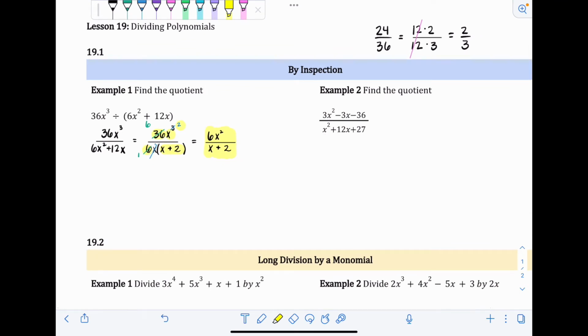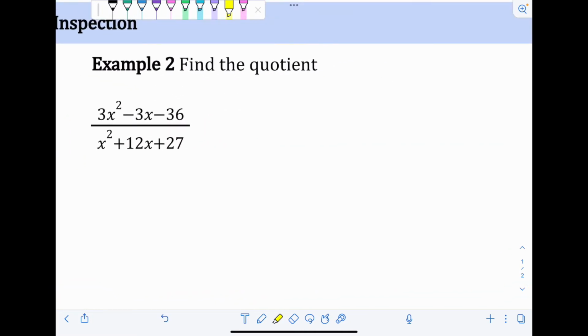Okay, and then for example 2, find the quotient. So this one is already set up as a fraction, but nothing in this problem is factored yet. So it's really important that we always remember to factor if something is not already factored, because it can be so tempting to just cross off these x's or these x's. But that's not the case because those x's are a part of a term, and we can't cancel anything out until we have factors.